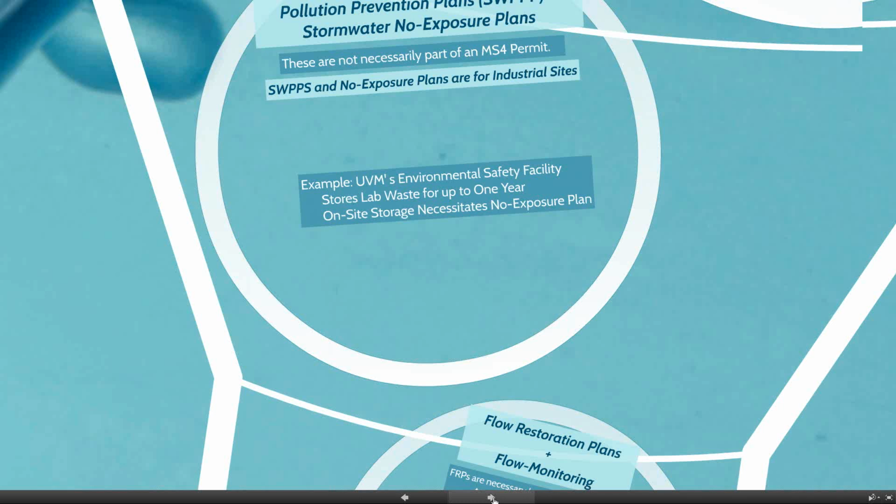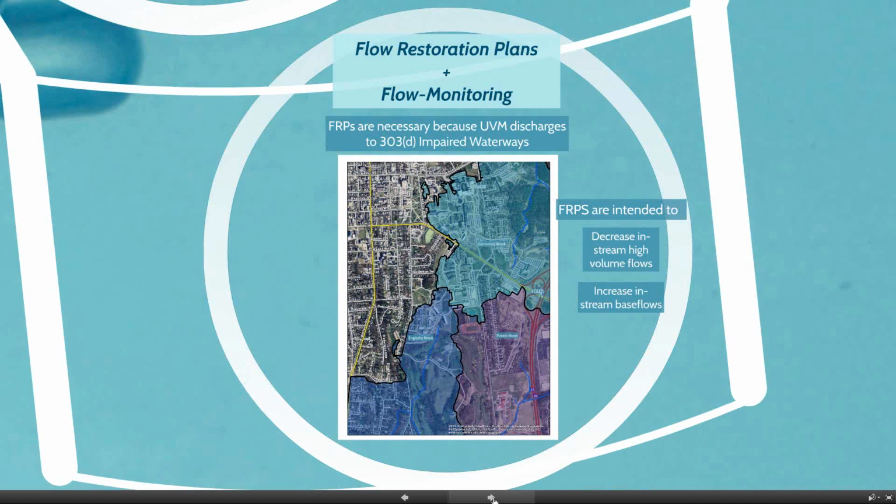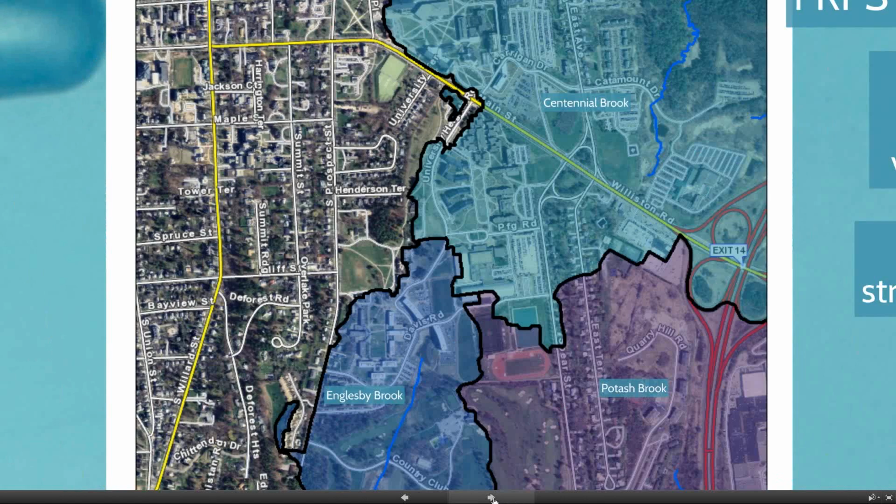The goal with the flow restoration planning is to decrease in-stream high flows and also increase stream base flows. So in cases where there is existing stormwater infrastructure, these basins that we're discussing are now being included in these flow restoration plan models to understand their existing capacity for managing flows, and also potentially how those basins might be modified to optimize control of flows, and potentially also where there could be opportunities for infiltration on the campus as well.